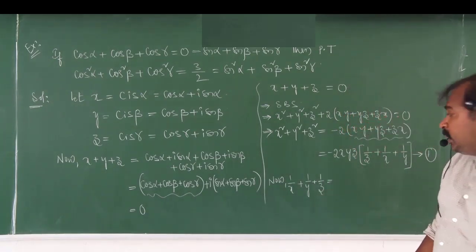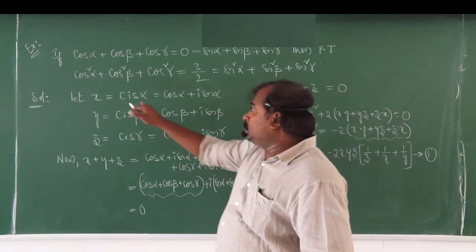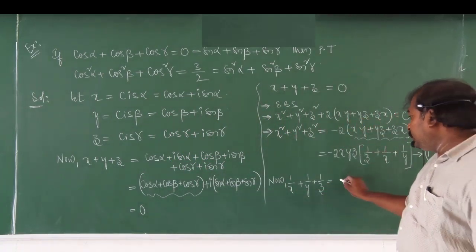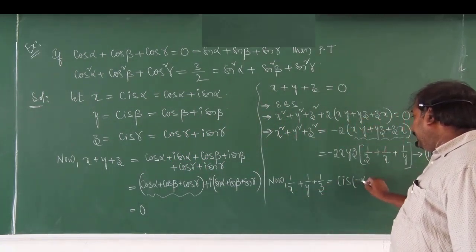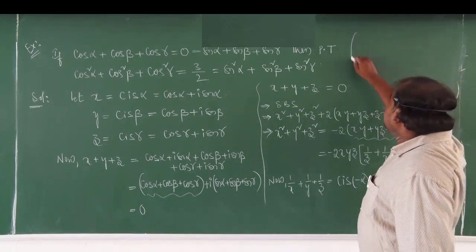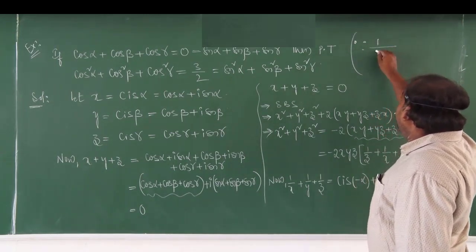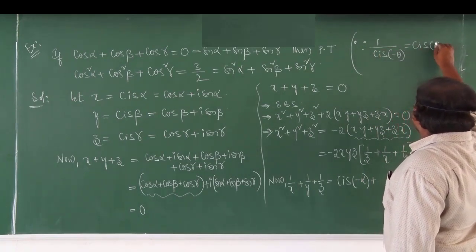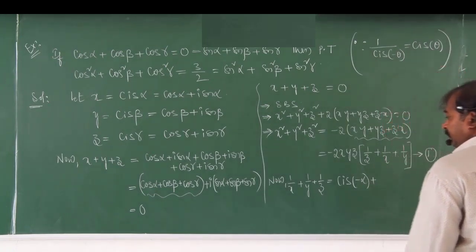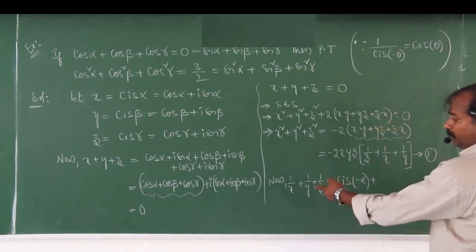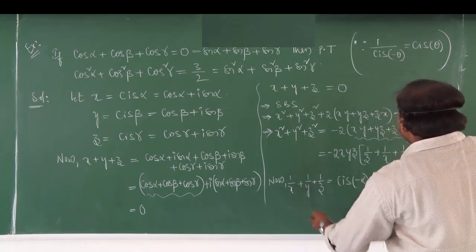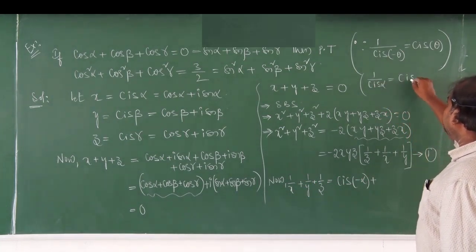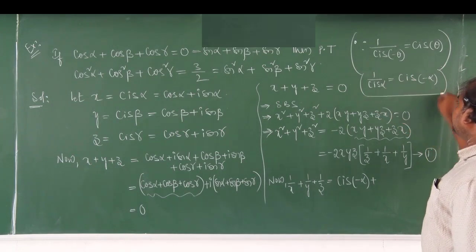What will the value of 1 by x be? Since x equals cis alpha, 1 by x will be cis of minus alpha. Since we are given 1 by cis of minus theta equals cis of theta, this concept we have already seen. So 1 by x means 1 by cis alpha, and I can write it as cis of minus alpha. That's it.